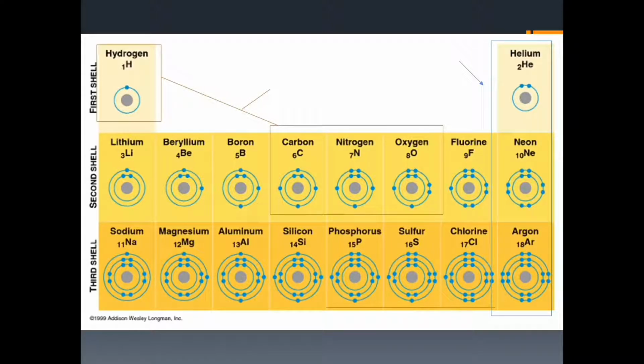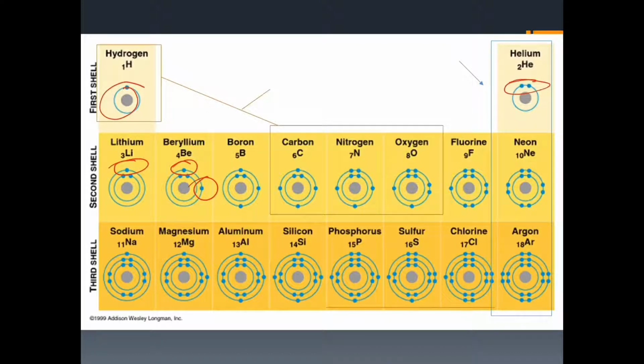If you're looking across the first shell here, hydrogen has 1 electron in its shell and helium has 2. Looking down through the second shell, you can see that as you move across, the number of electrons in the outermost shell increases. Lithium has 3 electrons, 1 in its outermost shell. Beryllium has 2 in its outermost shell. Boron 3, carbon 4, and so on, all the way to neon, which has 8.